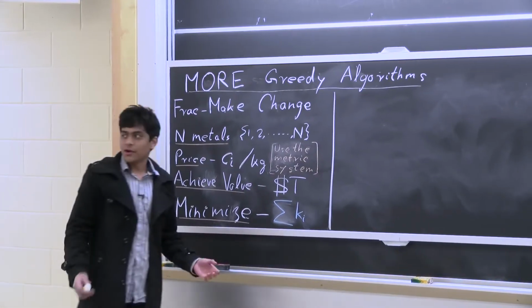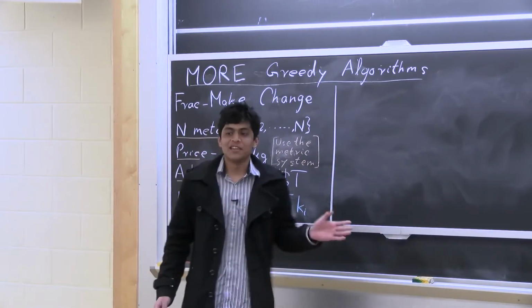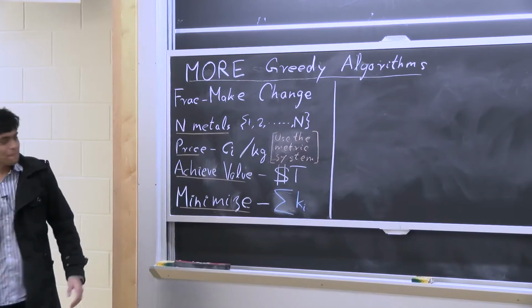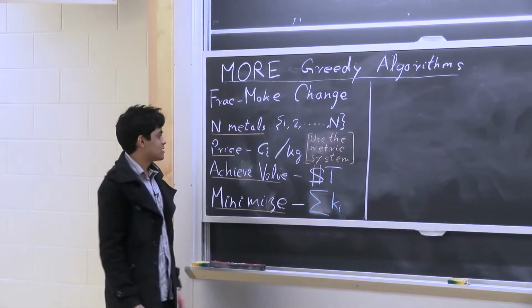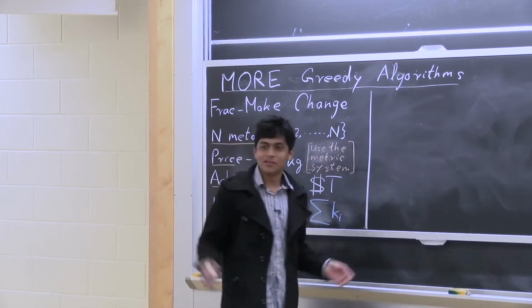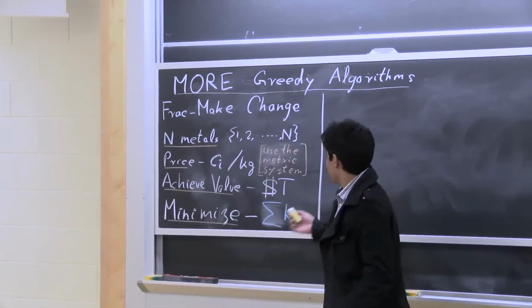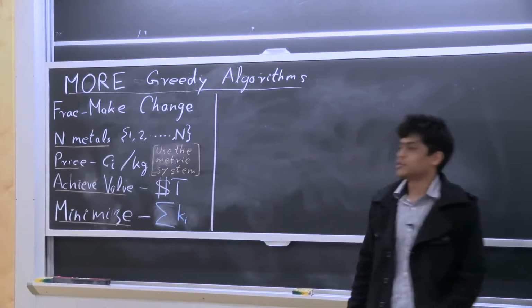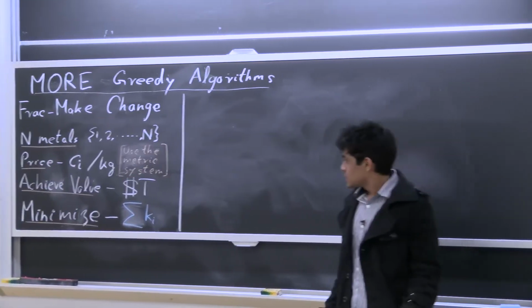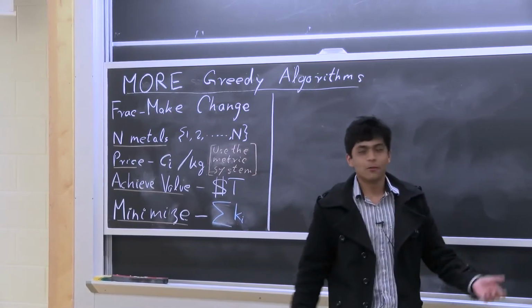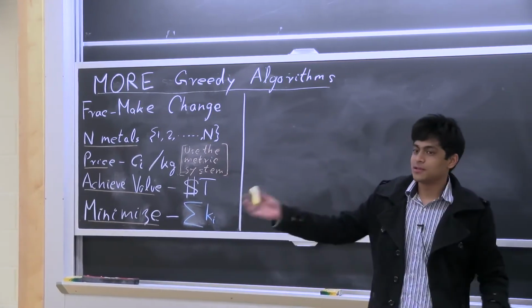Instead of discrete coins, we now have continuous coins. The analogy here is, let's say you have n metals, and each of the metals has some value given by Ci dollars per kilogram, or whatever units you prefer. And you want to achieve some value T, you want to give someone T dollars worth of metal, while minimizing the weight. Ki is the weight of every metal that you will give to the person.